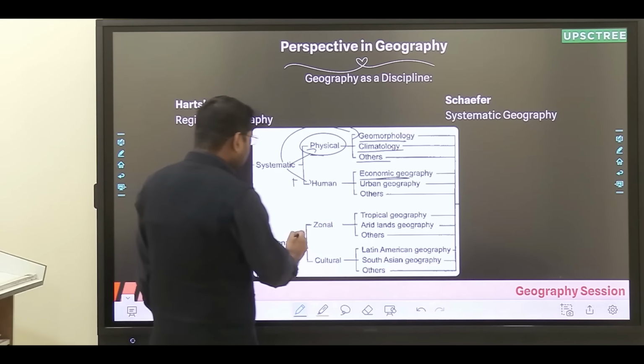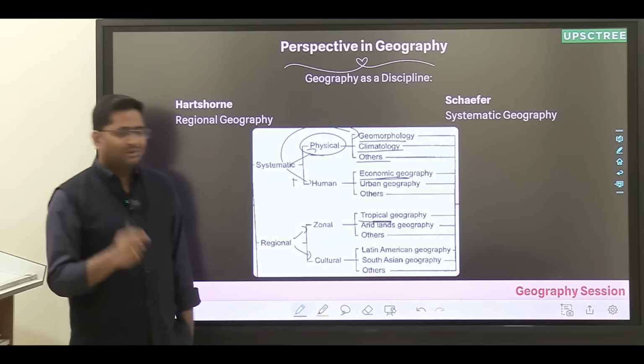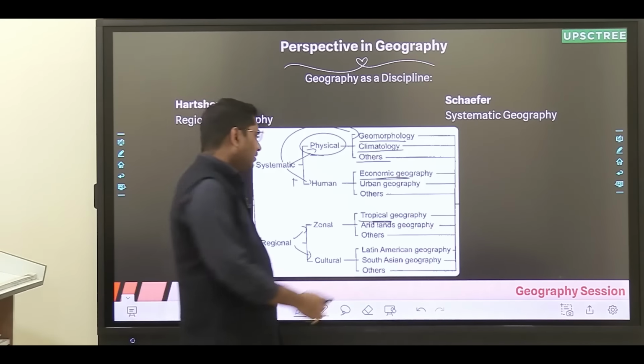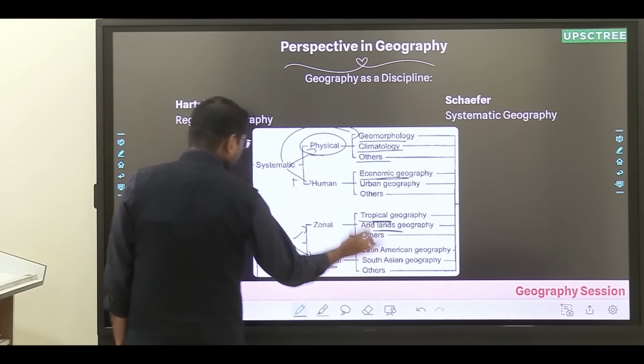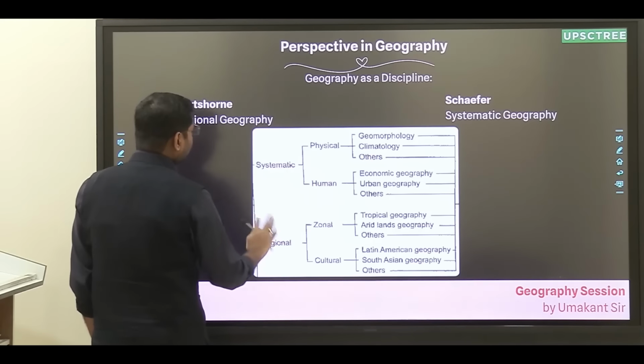Okay. Regional, like zonal. Zonal, we study, say, different landforms. In geomorphology also we study a particular landform in a particular region. That becomes regional geography. Like tropical geography, arid landforms, all that. Then cultural, different groups. So cultural geography also is regional geography. Hope you get an idea.